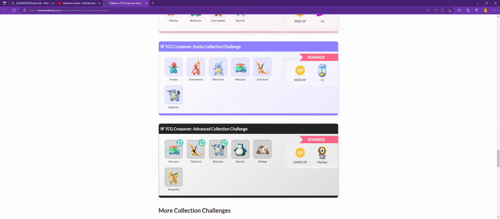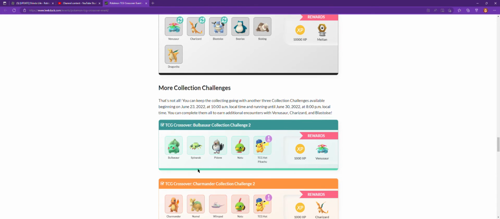Then, this is the one that took me a little while. Oh, and this one I got Meltan from. You needed to be traded Venusaur, Charizard, Blastoise, then you needed to catch Snorlax, Slaking, and Dragonite. And you got rewarded with 10,000 XP, that's a lot, and a Meltan, which is pretty rare. Super rare.